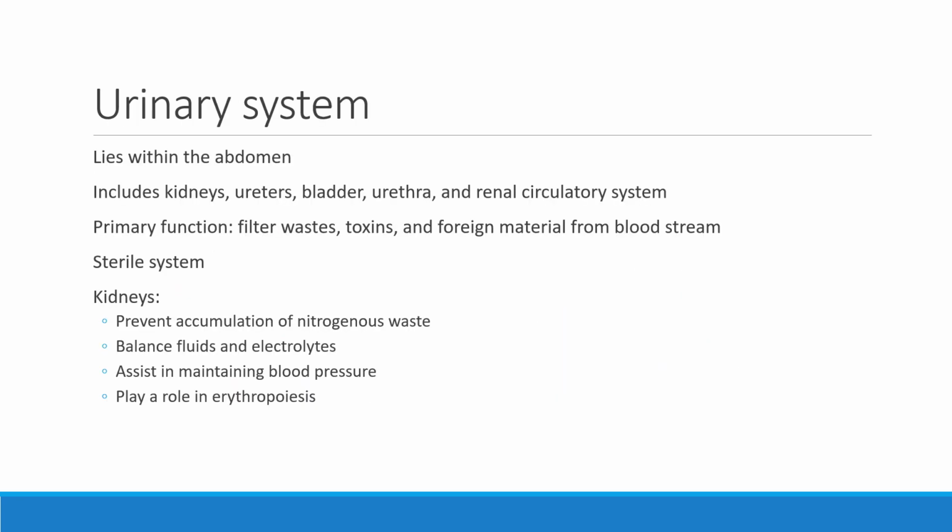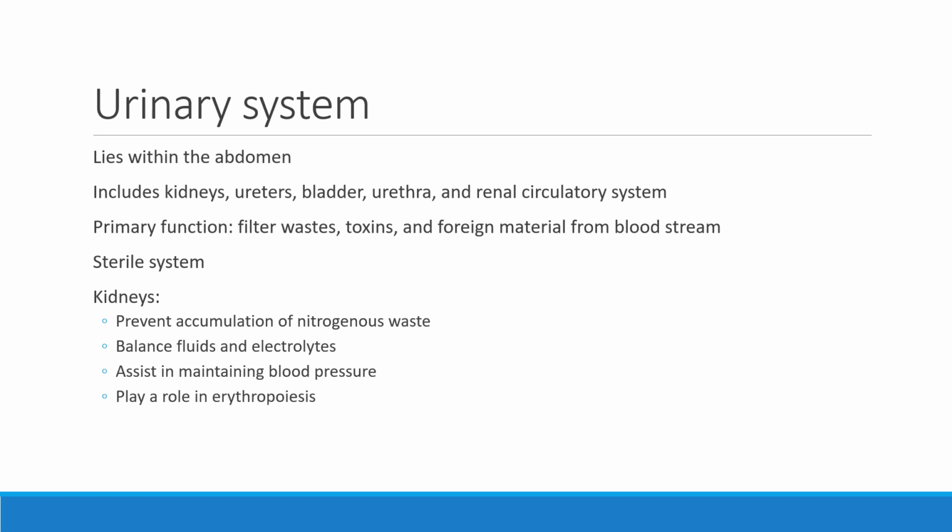Next, we're going to talk about the urinary system. So this also lies within the abdomen. Included in the urinary system are our kidneys, ureters, bladder, urethra, and the renal circulatory system. The primary function of our urinary system is to filter waste, toxins, and foreign materials from the bloodstream. It is a sterile system.